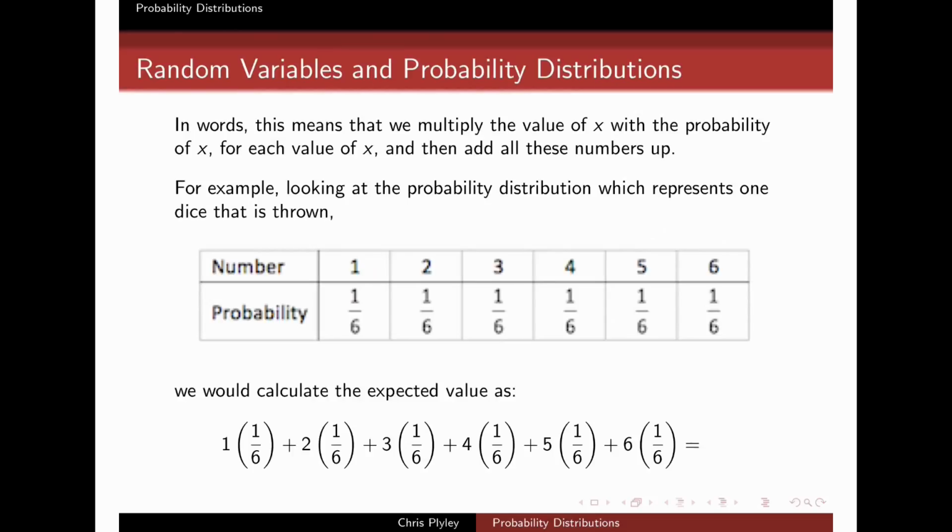What number should I expect to get based on the likelihood of all these outcomes? I multiply 1 times 1/6, 2 times 1/6, 3 times 1/6, 4 times 1/6, 5 times 1/6, and 6 times 1/6. And if you carry out this multiplication and add up all these numbers, you'll get exactly 3.5.